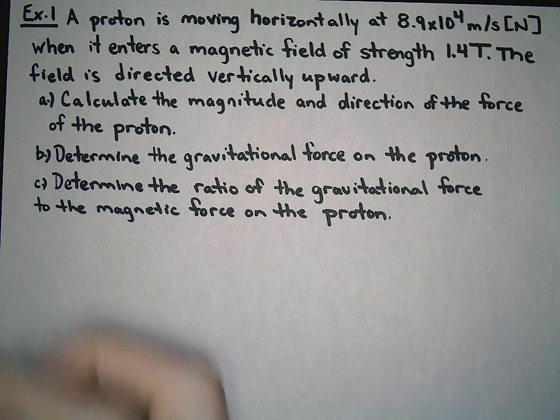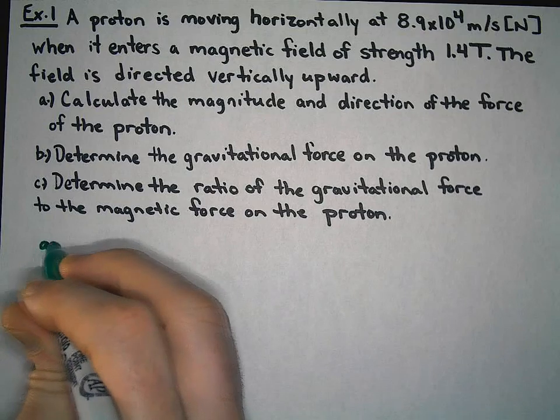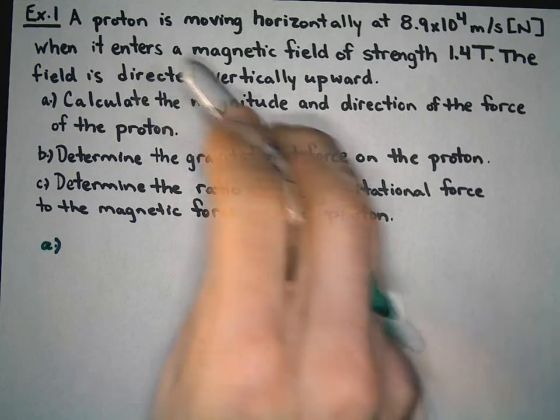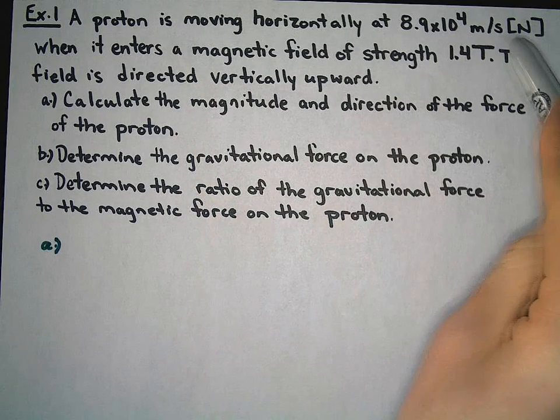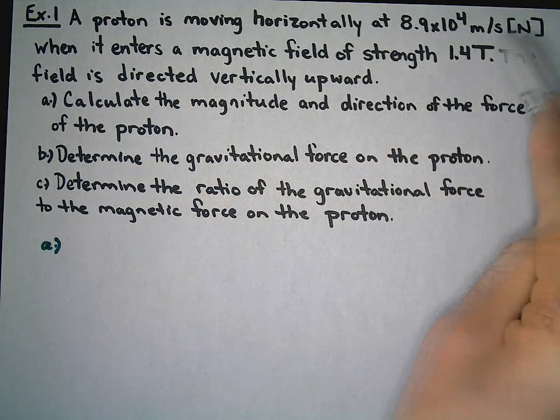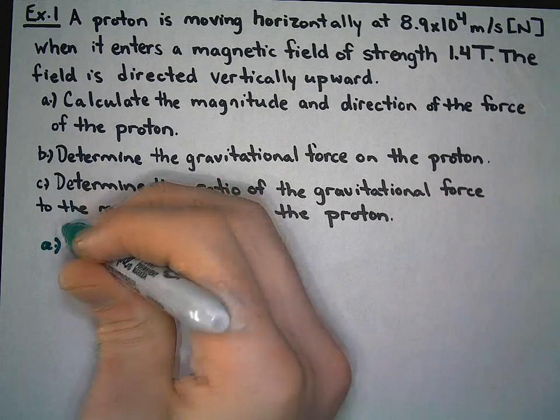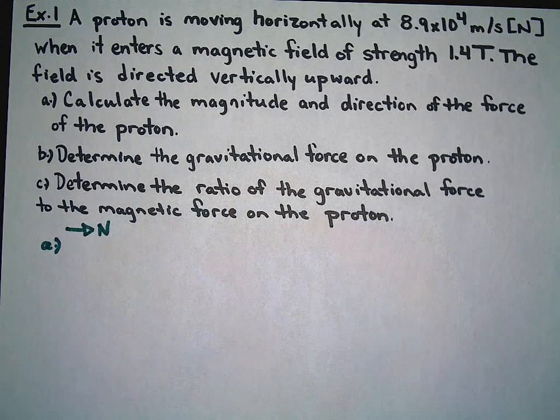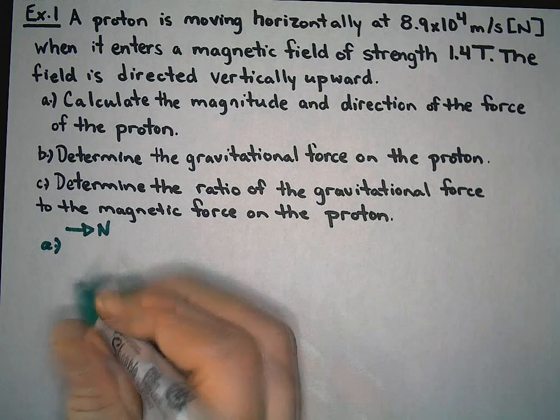So let us work with A first. And because this is moving horizontally at 8.9 times 10 to the 4 meters per second north, we're going to change our thinking for a second and think about pointing to the right as the north direction for now, just because of this horizontally and north, okay? Just a little different to wrap our heads around. Let's think about the direction that this force is first going in.